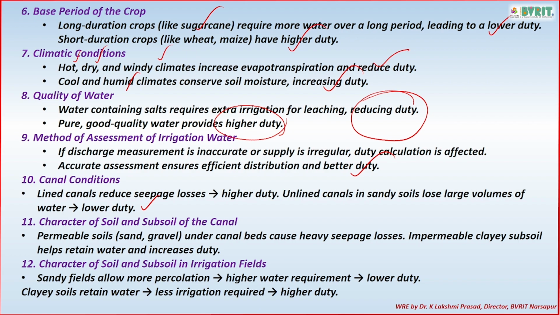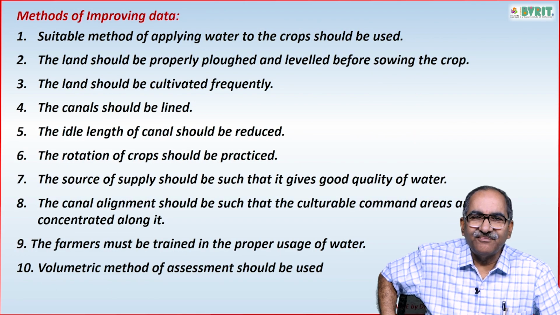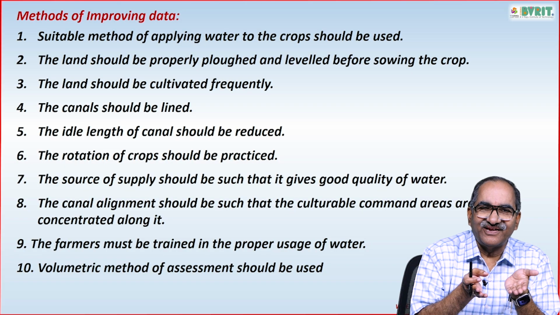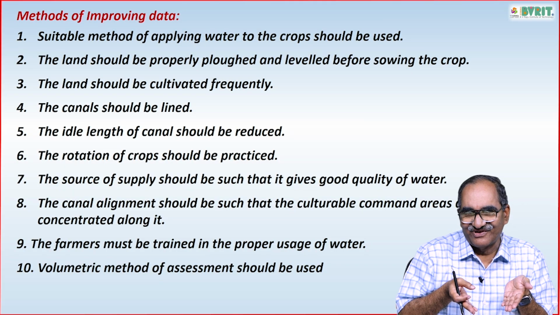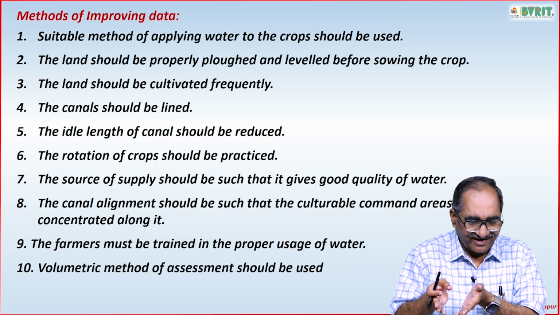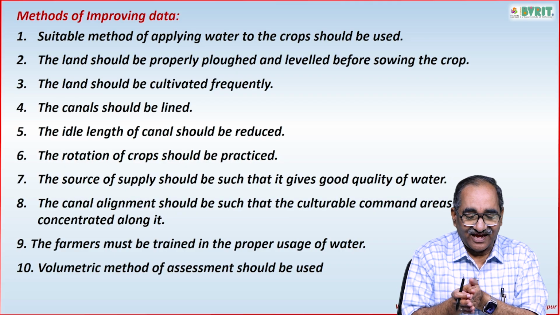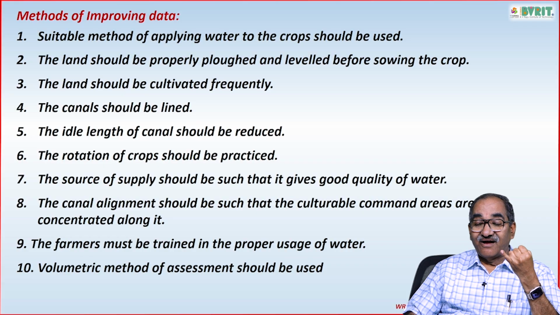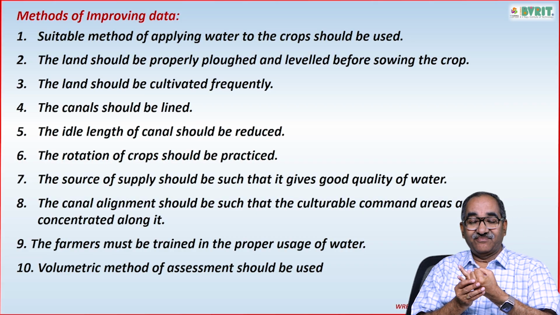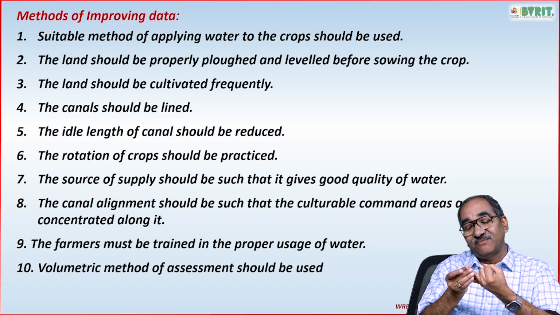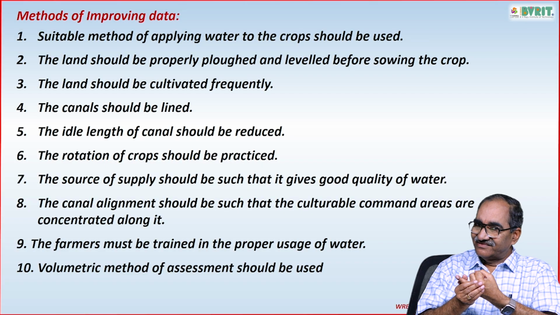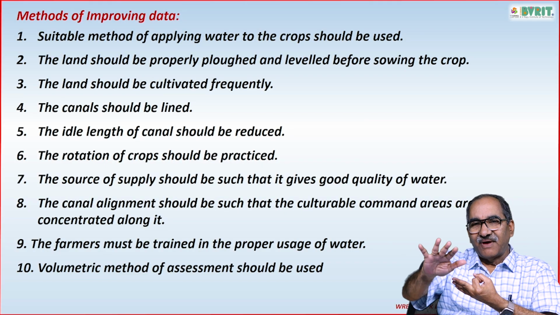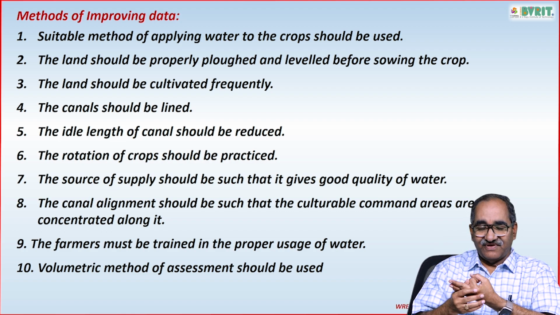Very, very important question. And what are the methods to improve? If you know the factors affecting, automatically you can write the methods for improving duty yourself. The 12 points, you can write as they are. For example, if you adopt a suitable method of applying water, yes, duty can be improved. If the land is properly plowed and leveled, then you can improve. The land should be cultivated frequently, because for barren lands naturally duty will be very, very less.